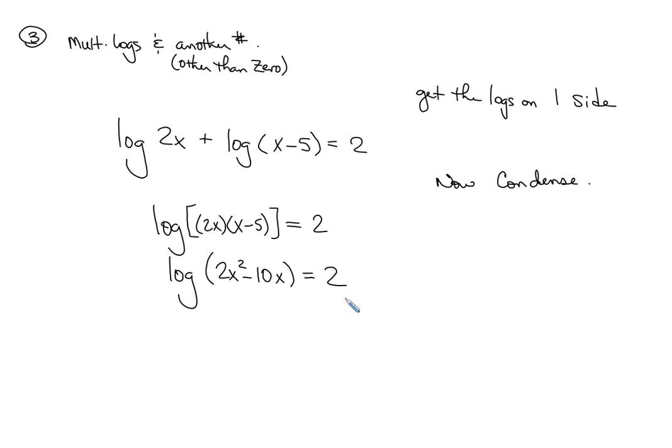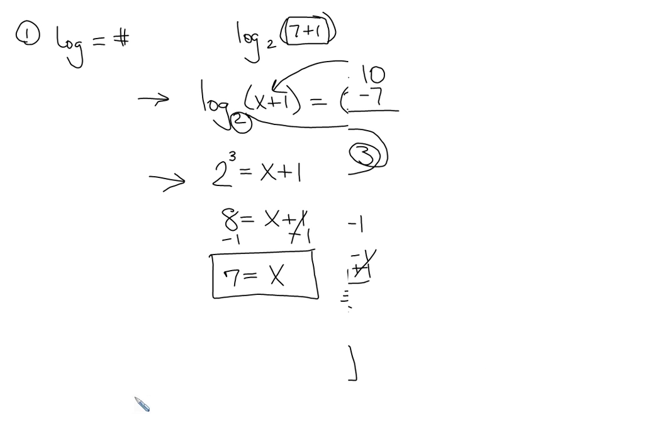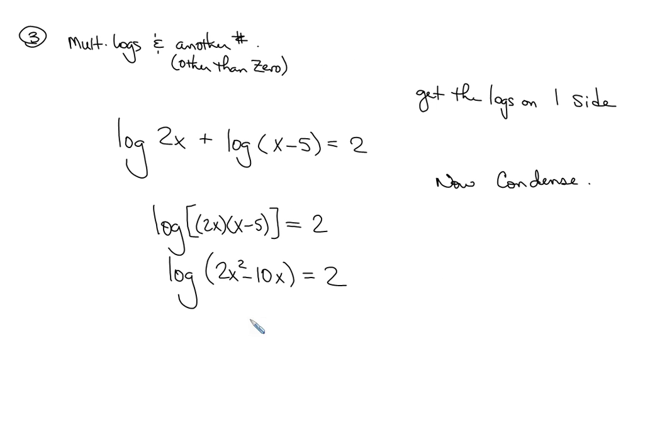Do you guys see what I did? I condensed my 2 logs together, equal to my number. Do you guys see that now this is type number 1 instead of type number 3? This is just a log equal to a number. So the condensing is how you change type number 3 into type number 1, a log equal to a number. Once you have a log equal to a number, what do we do to finish this? Unravel it.